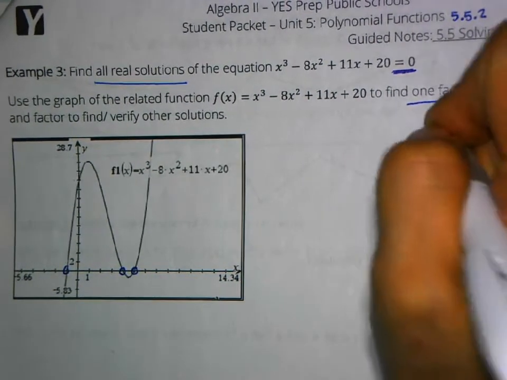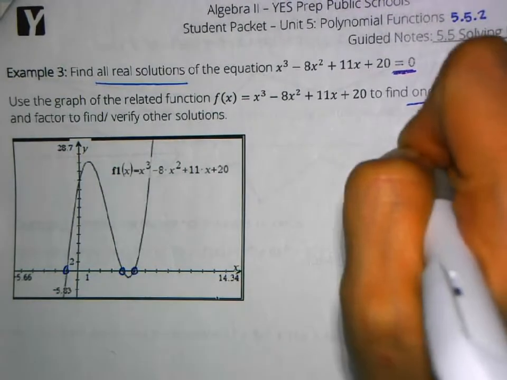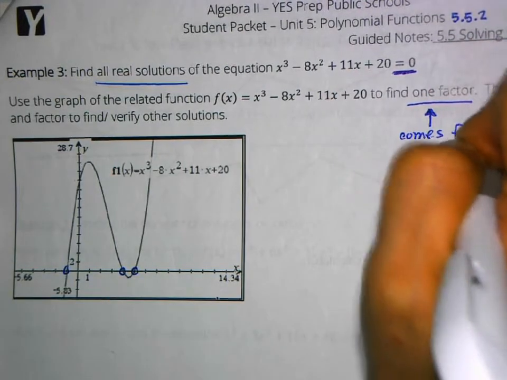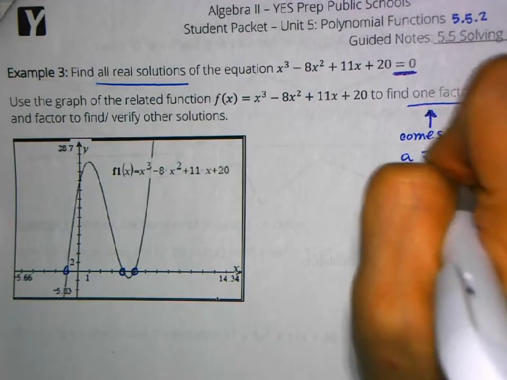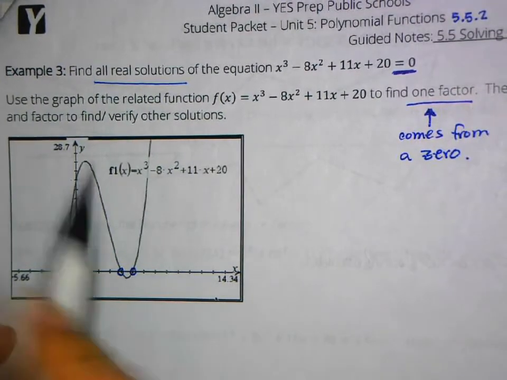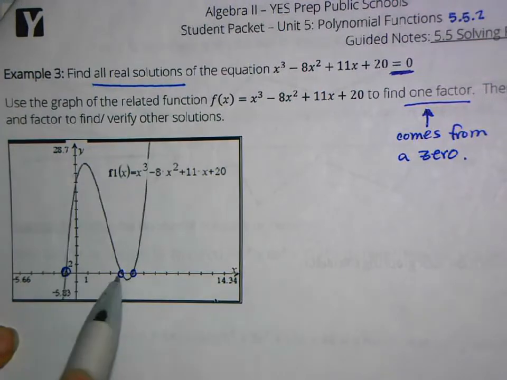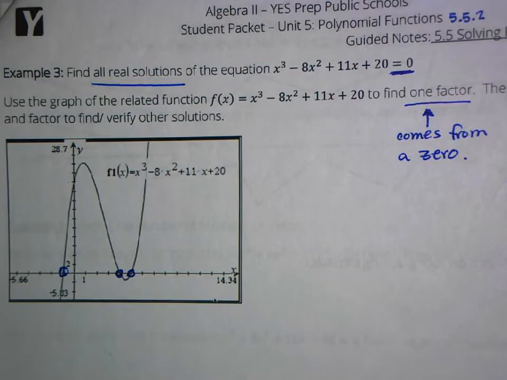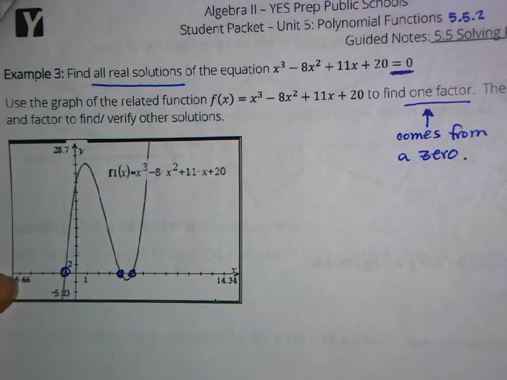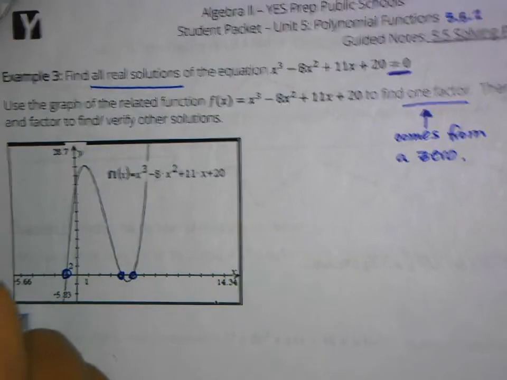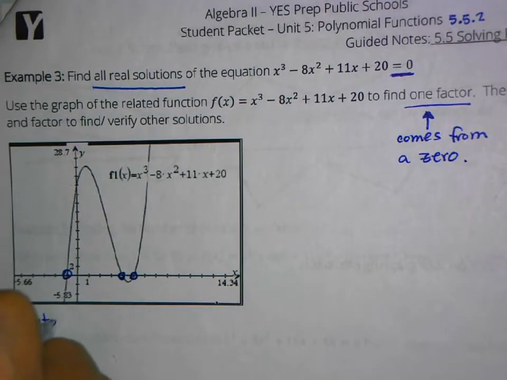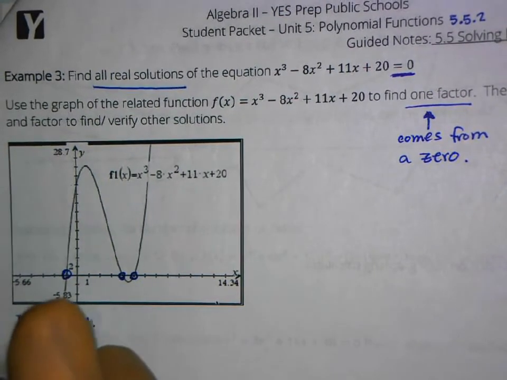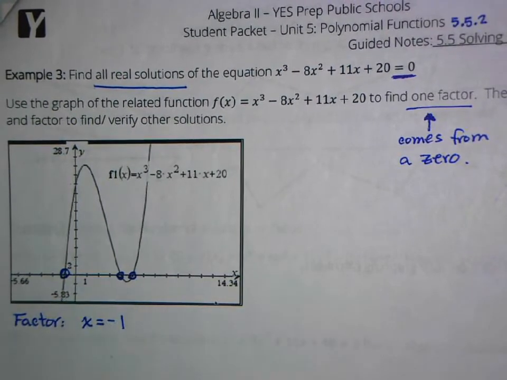A factor actually comes from your 0. So in this case, it is this, this, or this. There are 3 zeros on there, and we're going to use one of them as a factor. So let's use that one. It looks like it's at x equals -1. So here is a factor. Here's how we're going to find it. We're going to say, well, it comes from x equals -1.